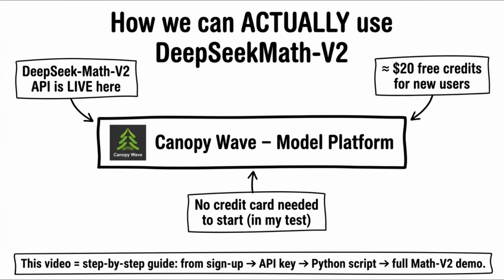Around December 2nd, I was digging through some forums and stumbled upon a smaller platform called Canopy Wave. Surprisingly, they have already hosted a live API specifically for DeepSeek Math-V2. I gave it a try, and they offer about $20 in free credits to start. You don't even need a credit card to sign up. Just to be clear, this is not a sponsored ad. It is the only working method I found to run this model.